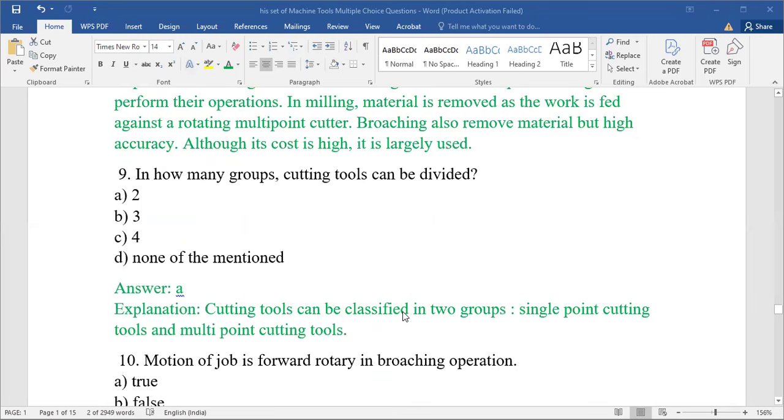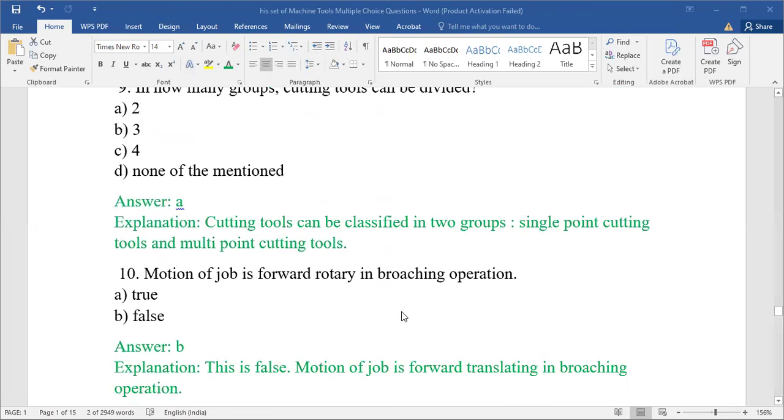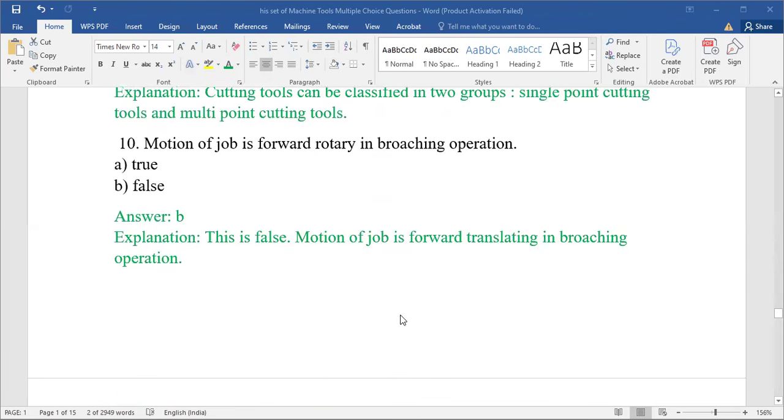Ninth one, in how many groups can cutting tools be divided? 2, 3, 4. There are two groups. Cutting tools can be classified into two groups: single point cutting tool and multi point cutting tool. Next, motion of the job is forward in the rotary broaching operation. This is false.